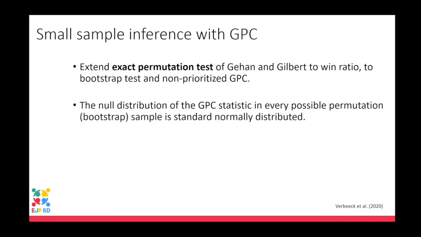Well, that distribution under the null hypothesis is standard normally distributed. And they showed already back in the 60s of the previous century that this exact permutation test works for very small sample sizes, even up to 5 patients in each treatment arm.